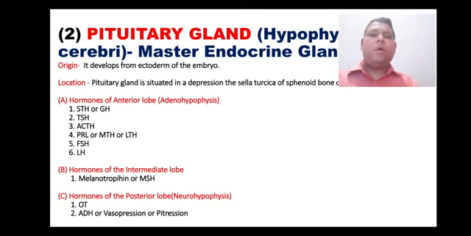C. Hormones of the posterior lobe, neurohypophysis. The secretion of the posterior lobe is known as pituitrin. It contains two hormones: number 1, oxytocin or pitocin; number 2, antidiuretic hormone ADH or vasopressin.